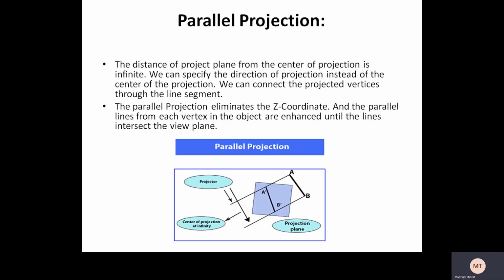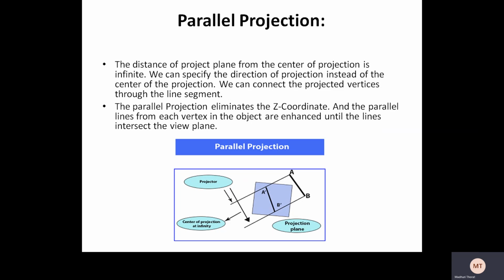The next one is the parallel projection. The parallel projection is formed by extending parallel lines from each vertex of the object until they intersect the plane of the screen. The point of intersection is the projection of the vertex. Then we connect the projected vertices by line segments which correspond to connections on the original object. The parallel projection eliminates the z coordinates, and the parallel lines from each vertex in the object are extended until the lines intersect the view plane.